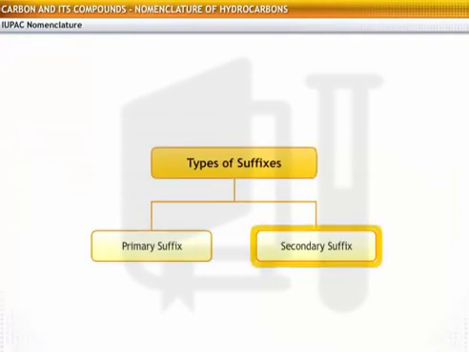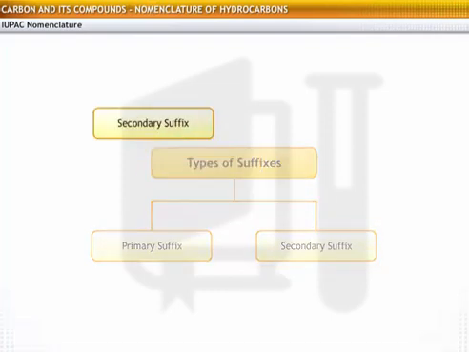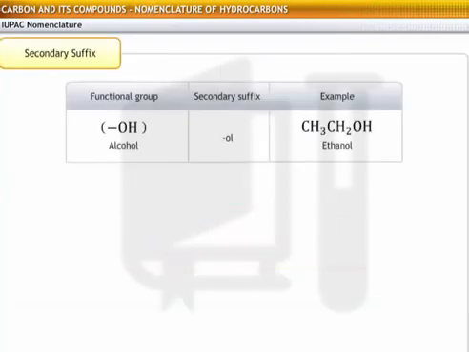A secondary suffix indicates the functional group present in the carbon compound. The terminal "e" of the primary suffix is replaced by the secondary suffix. The table shows examples of secondary suffixes.